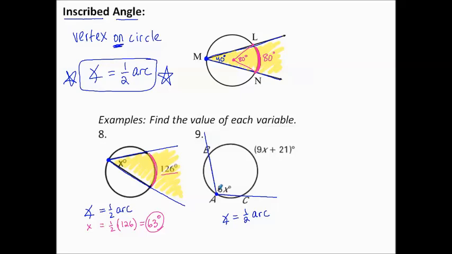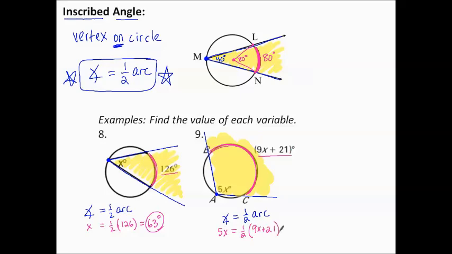Well, let's do our highlighting, get our flashlight, see what part of the circle is being shined on, and it's this part. So this is the intercepted arc right here. The part closest to the vertex, that's the angle. So we write 5x, that's the angle, equals half of this arc, 9x plus 21 degrees.